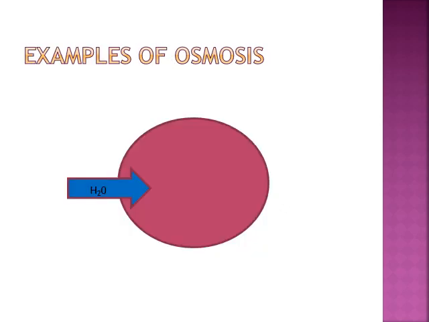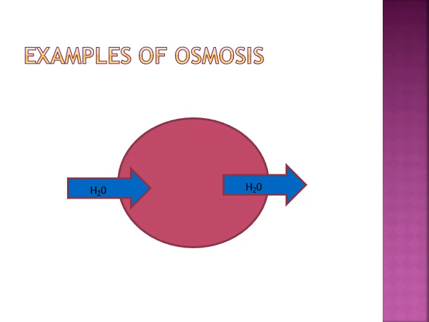So here's an example. Water is moving from the solution into the cell. How would you classify the solution? Hypertonic, hypotonic, or isotonic? Hypo, because water moves from hypo to hyper. Here, what would you classify the solution? Water's moving out of the cell into the solution. Hypertonic. Water always moves from hypo to hyper. And then this one, water's moving evenly in both directions, so it's isotonic.